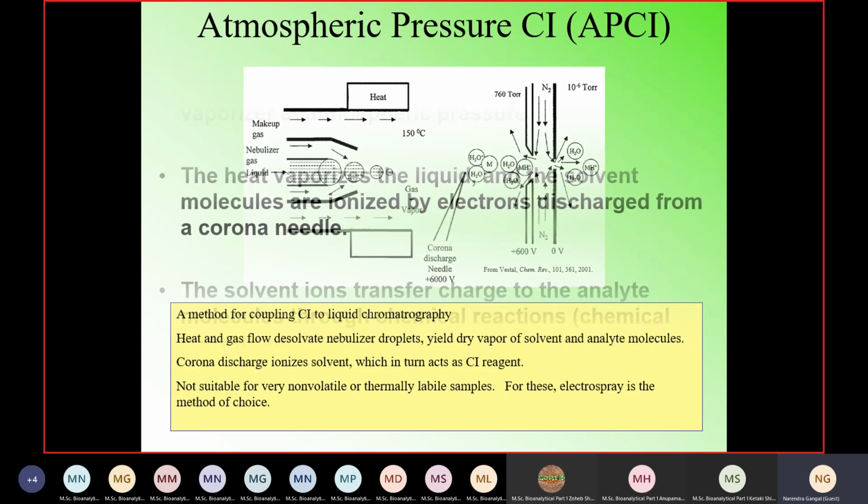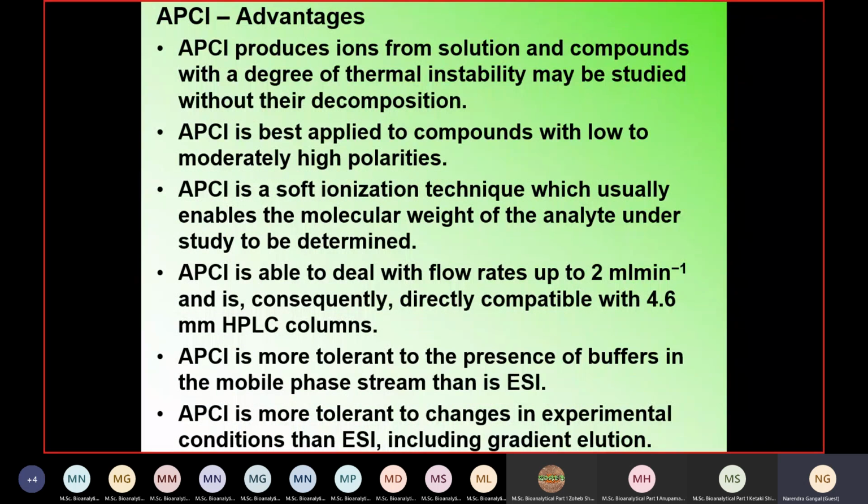APCI has many advantages also. First of all, as we saw, ions form directly from the solution, so thermally unstable molecules can be easily studied. Low to high polarities can be easily studied. It's a very soft ionization technique, which usually enables the molecular analyte to be determined, so the molecular ion is seen very easily. It can deal with a very high flow rate because solvent helps. Excessive solvent is not a problem, not very large quantity, but up to 2 ml there are no problems.